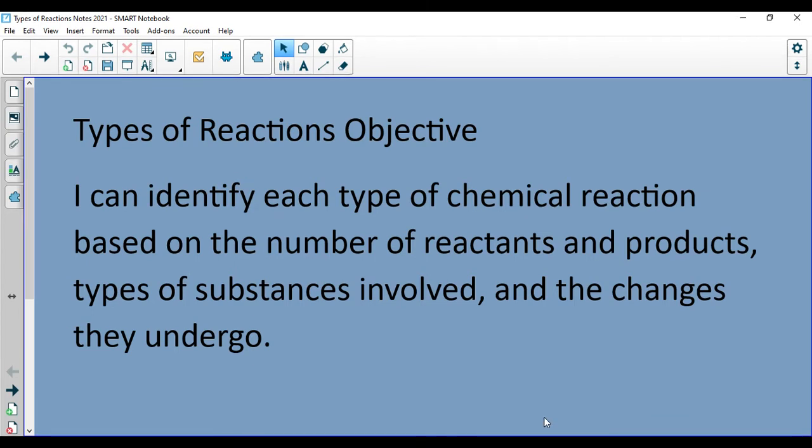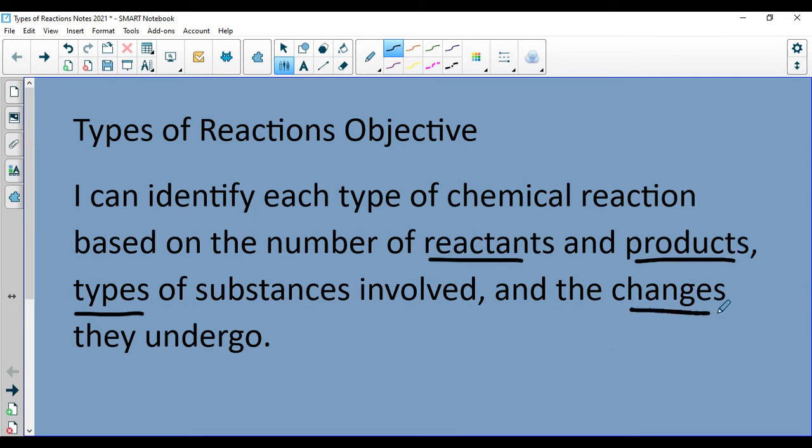Our objective is that I can identify each type of chemical reaction based on the number of reactants and products. So we're going to look at how many things go into the reaction and how many things come out, types of substances involved. We're going to be looking at states of matter and what types of compounds they are, and the changes that occur to the matter itself. There are certain patterns that we can identify that the different elements go through as the reaction occurs.